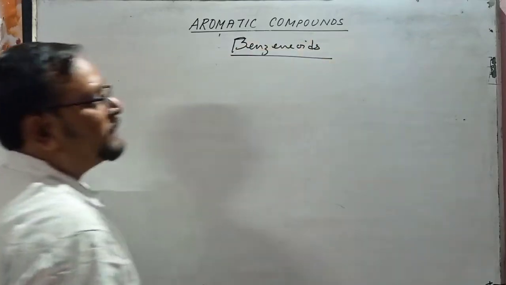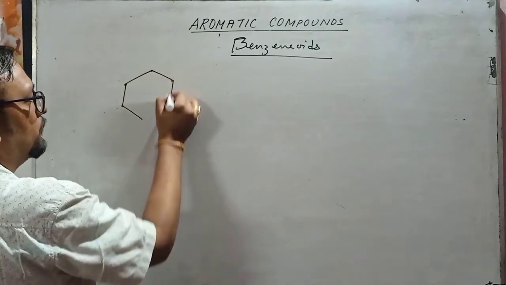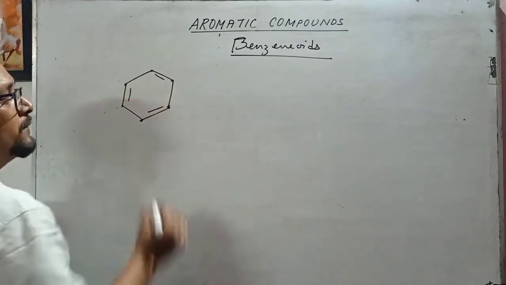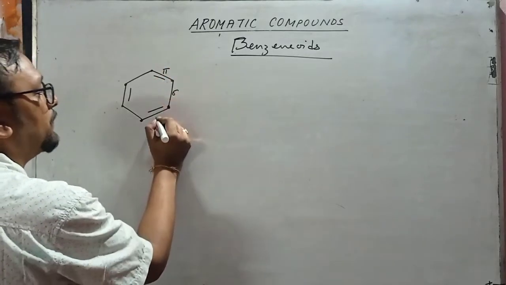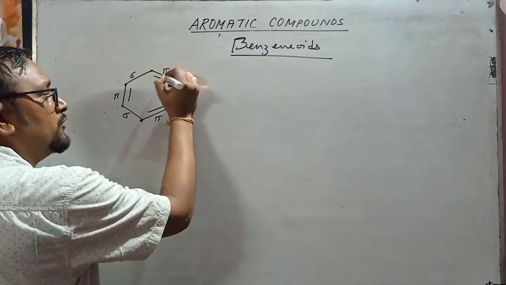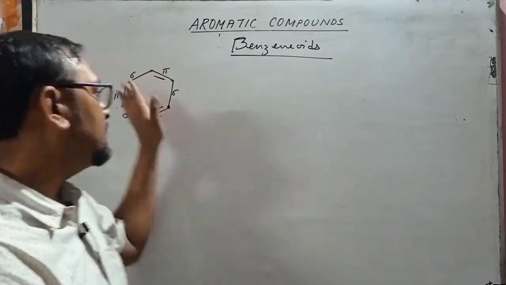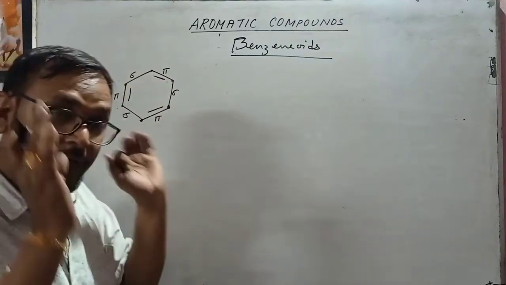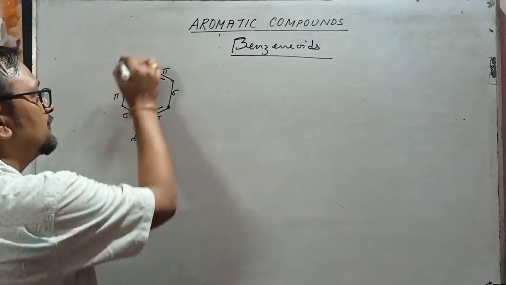Benzenoids obviously have benzene. Let us understand: 1, 2, 3, 4, 5 and 6. There are 6 carbons, and in alternate positions you give double bonds. So there is a pi bond, sigma, pi, sigma, pi, sigma. It shows conjugation also, pi, sigma, pi, sigma in alternate positions. It is planar also, flat, two-dimensional. Finally, let us check the number of pi electrons: 1, 2, 3, 4, 5, 6. So 6 pi electrons, which means this is aromatic.